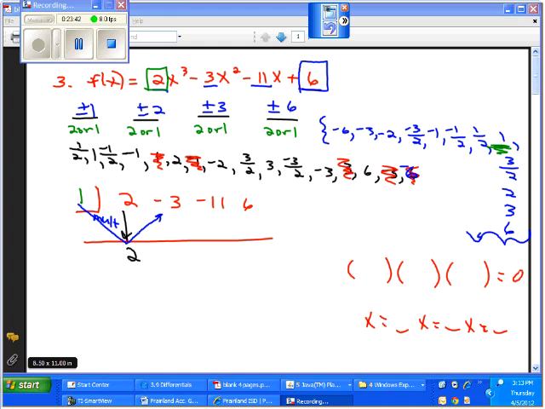And 1 times 2 is 2. And then we add, and you're going to get a negative 1. And then you just keep multiplying. You multiply 1 times negative 1 is negative 1. And then you add and get negative 12. And then you multiply 1 times negative 12 is negative 12. And then you add and you get negative 6.